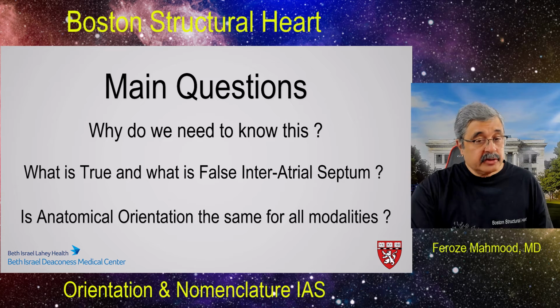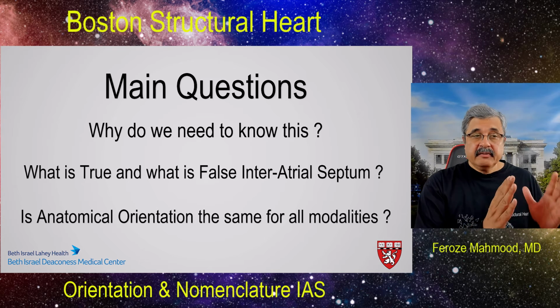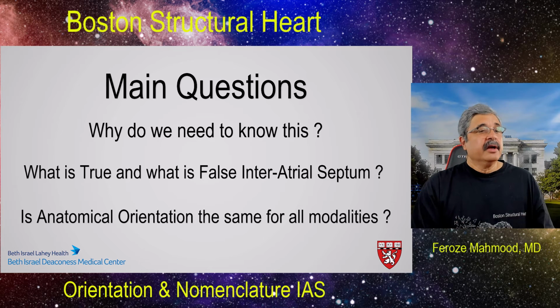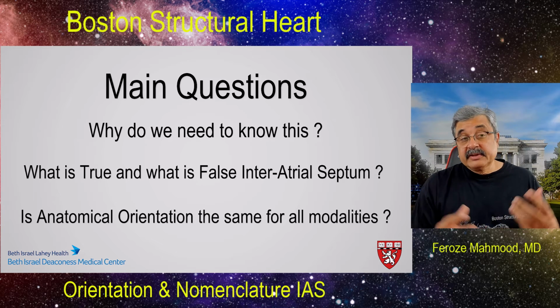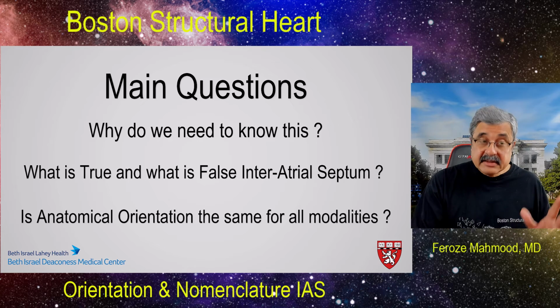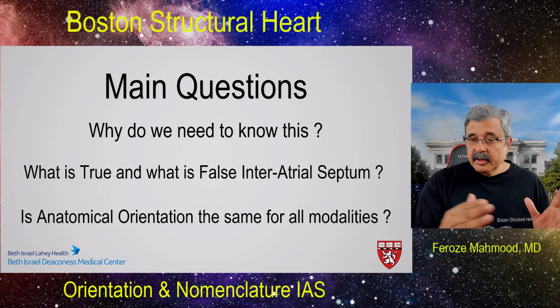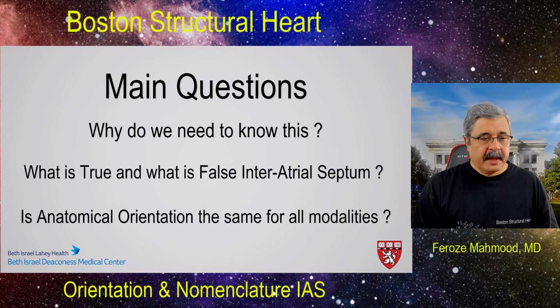We learned about the true and the false inter-atrial septum. The true septum is the fossa ovalis, where you can go from the right to the left side without going to the extracardiac space. And the thick portion of the inter-atrial septum is essentially the false inter-atrial septum, where crossing can be very hazardous because you go from the right to the extracardiac space and then to the left side, creating pericardial effusion. And then finally, there is anatomical orientation.